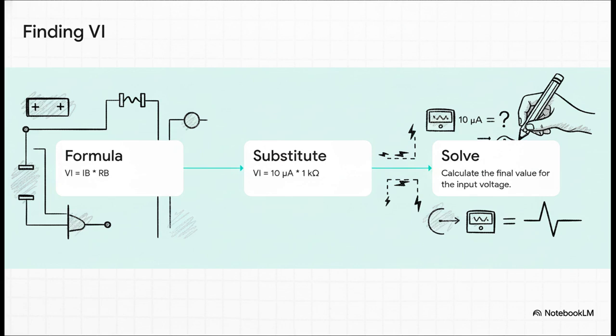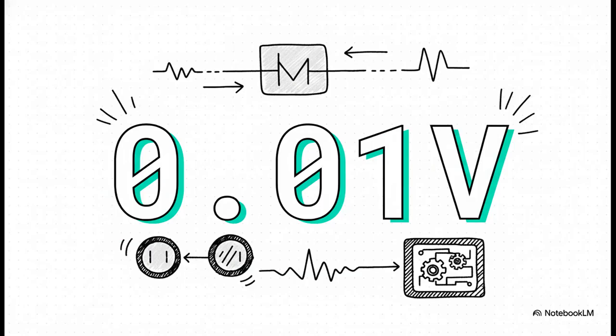So let's plug in the numbers. That's our 10 microamps for the base current, and we're multiplying that by the 1 kilo ohm base resistor. And that gives us our final answer, 0.01 volts. Wow, that's it. That is the tiny input signal voltage that's driving this whole amplifier.